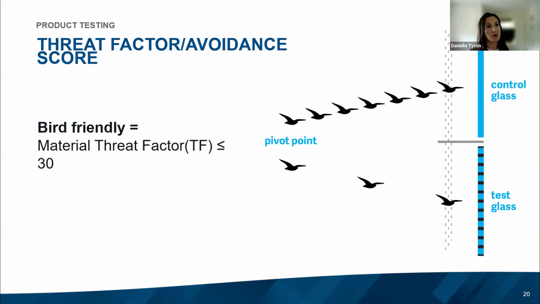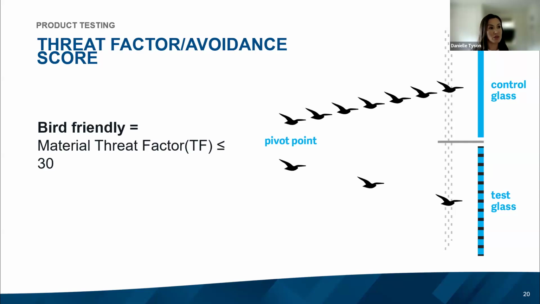And of those 100 birds that are put through the tunnel, the American Bird Conservancy says that if 30 or less of those birds would have hit the test glass, that is considered bird-friendly glass. And that number of 30 is the material threat factor or TF, as it may be in a specification or any guidance that you might find.